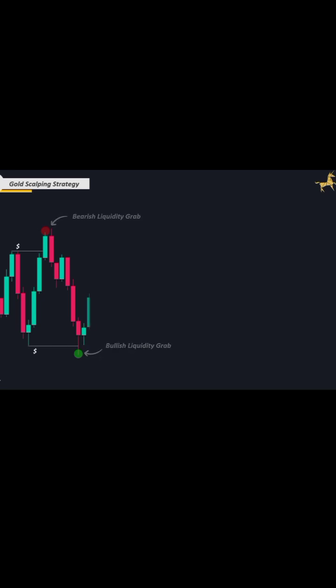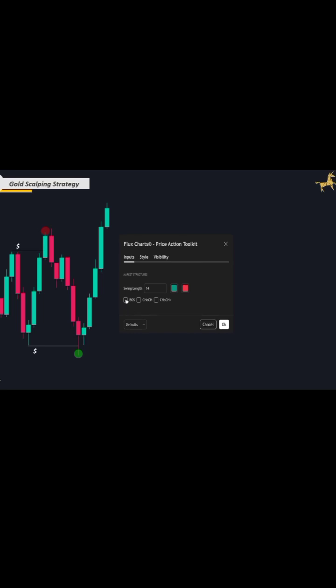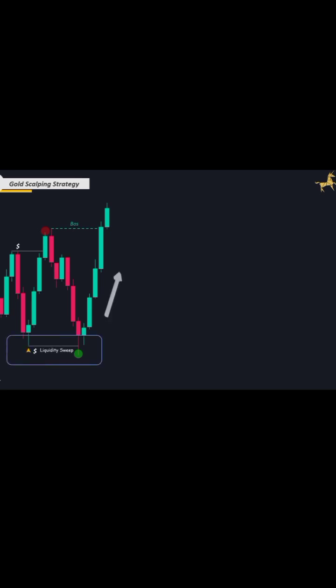Next, go to the indicator settings and activate the BOS and CHoCH checkboxes. Here in this example, we can see a bullish liquidity grab where price sweeps below a recent key swing low, immediately shows a strong rejection to the upside, and finally leads to a bullish break of structure.